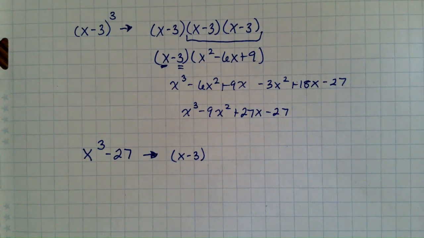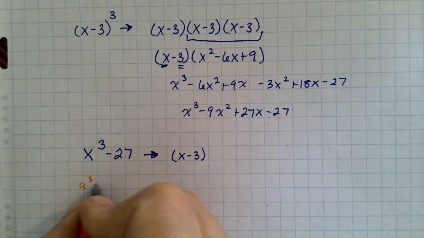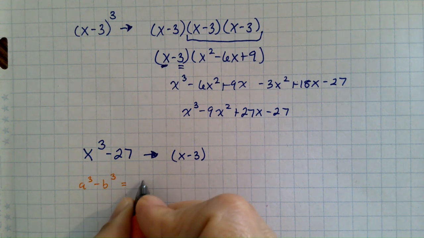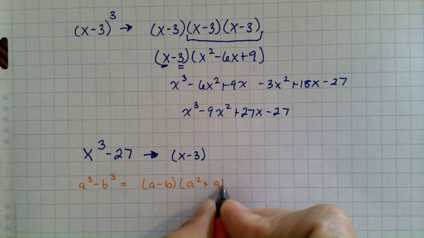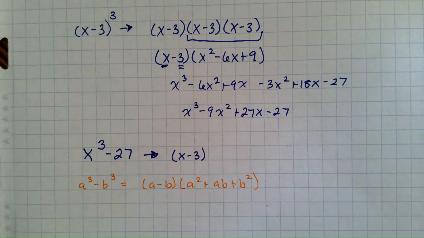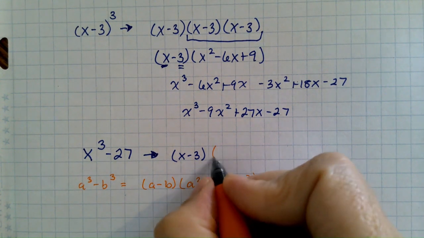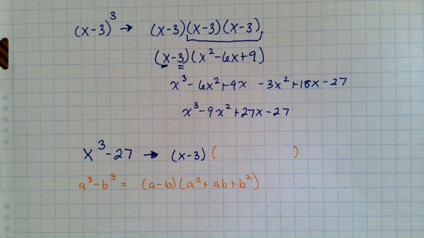So instead of just memorizing a pattern, which you could do, you could look it up and just remember the pattern. I can tell you the pattern right now instead of having you look it up. A cubed minus b cubed equals a minus b, a squared plus ab plus b squared. That's the pattern. However, we're going to think about it utilizing the grid or the box.